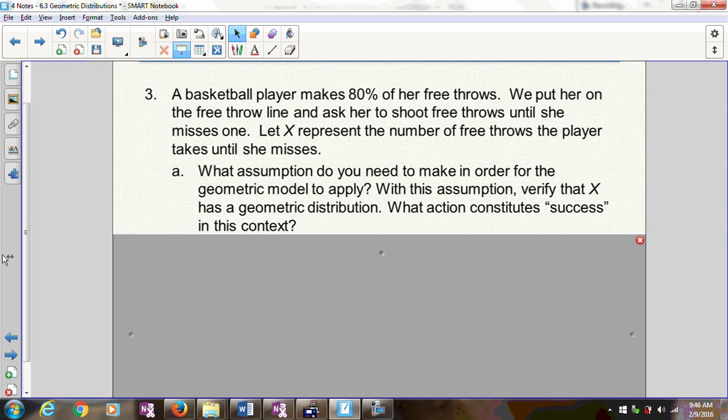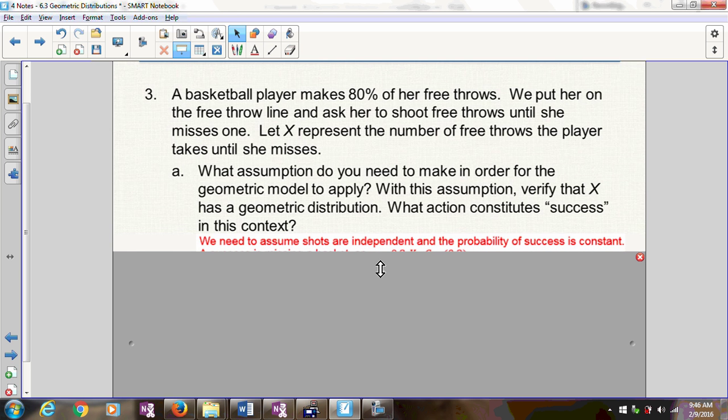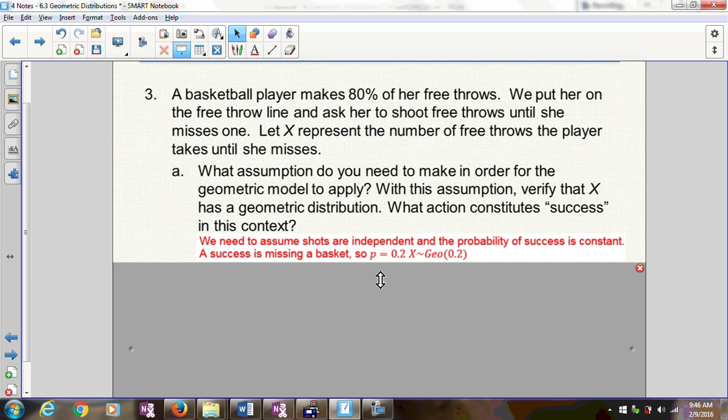So the assumption that they're talking about in order for this to be geometric is that her shots have to be independent of the other. We also need to assume that her probability of success remains constant. If those are true, then success in this case is going to mean missing a basket. And so P would equal 0.2.